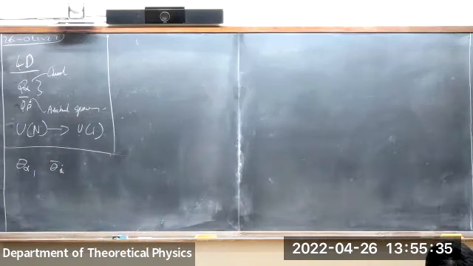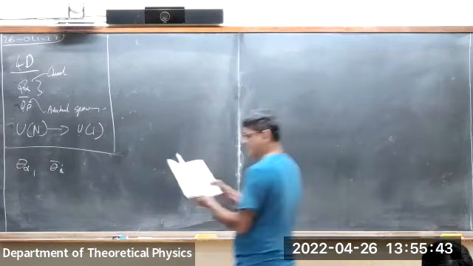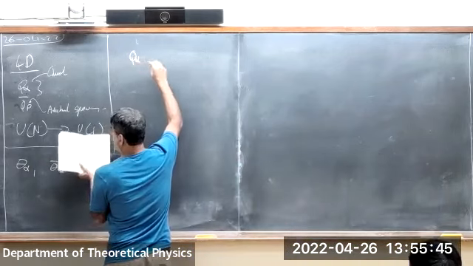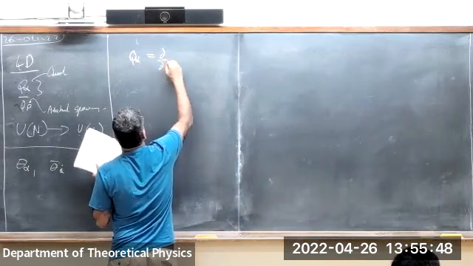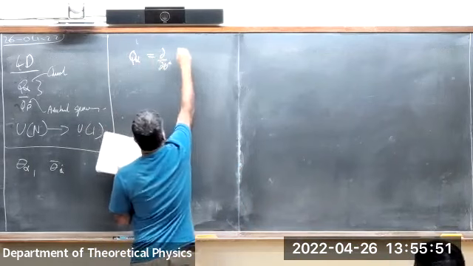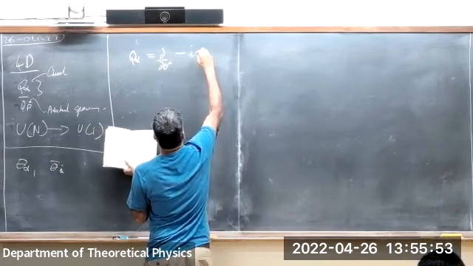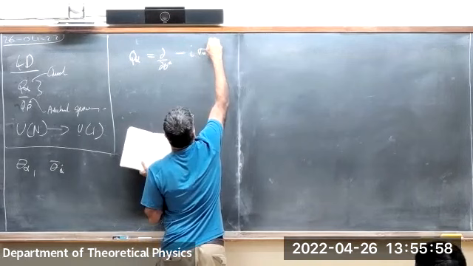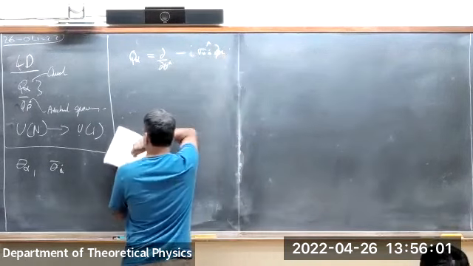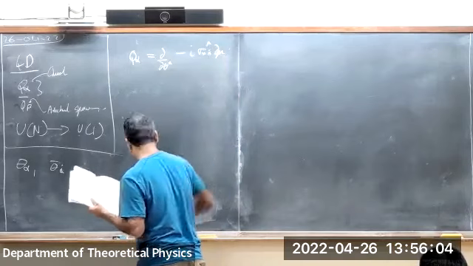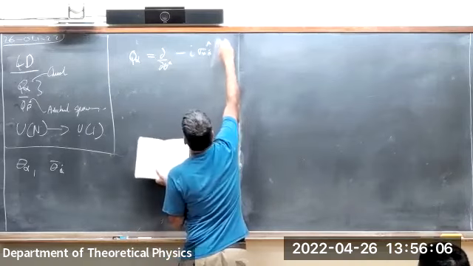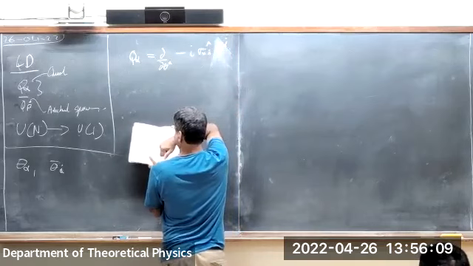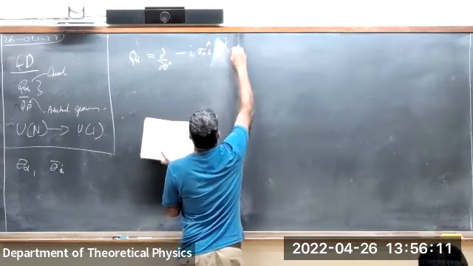Then we define the following vectors. Q alpha equals del by del theta alpha minus i sigma mu alpha alpha dot theta bar alpha dot del mu.